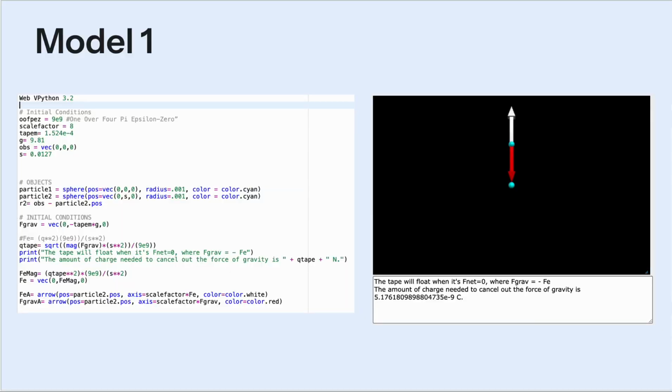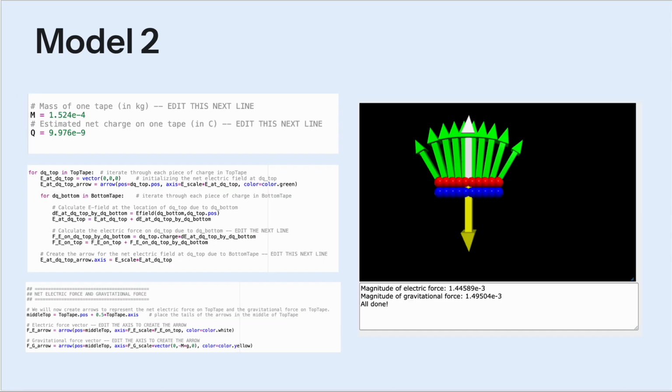Model 1 is shown here, where we got the charge required to be 5.176 times 10 to the negative 9th coulombs, which was very similar to the experimental calculation I got, which was 5.167 times 10 to the negative 9th coulombs. And then here's model 2, which shows the line charge that I was talking about, where we got the charge constant of 9.97 times 10 to the negative 9 coulombs. In order to determine this, it was more of a guess and check method because we just altered the Q until we were able to get the magnitude of the electrical force to equal the magnitude of the gravitational force, making Fnet equal 0.